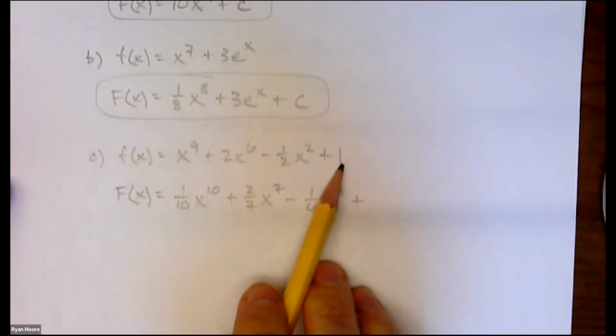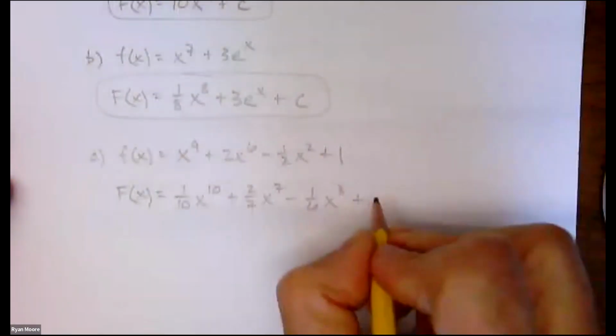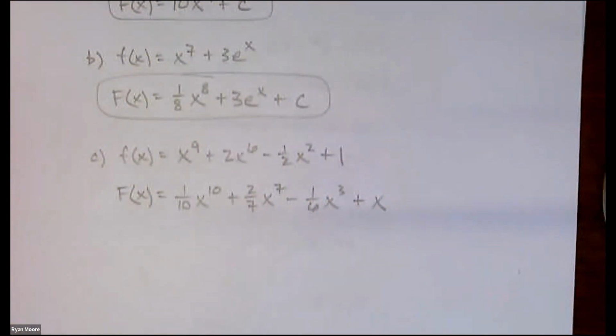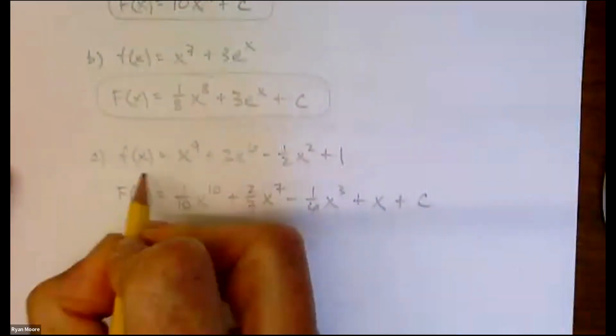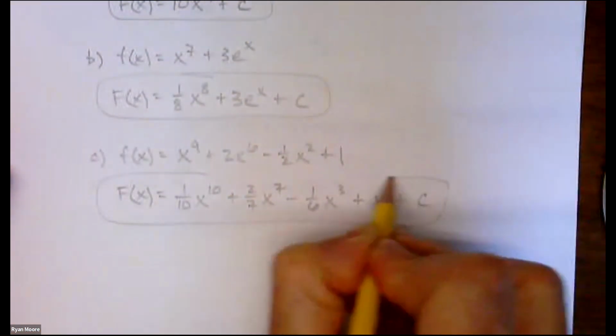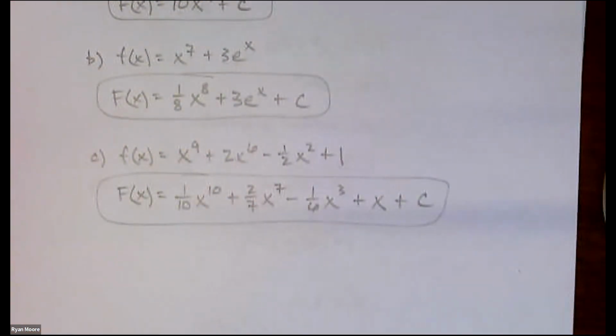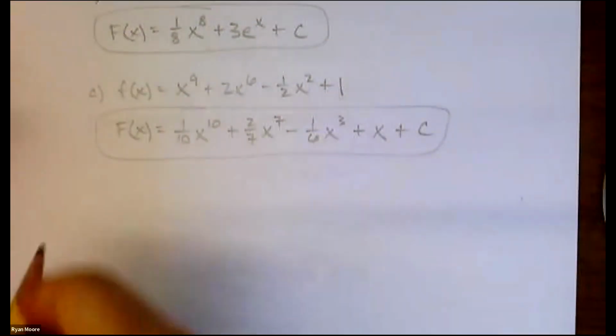What do you take the derivative of to produce this? Well, it's just x, and then plus c on the end. Don't forget the plus c. There it is. Okay, moving along. So far, so good.